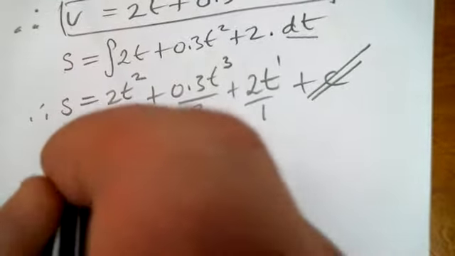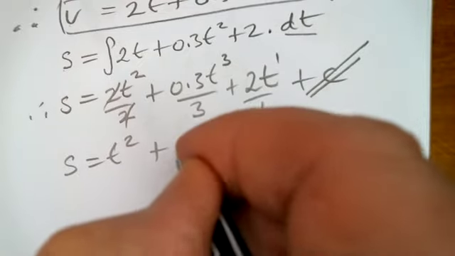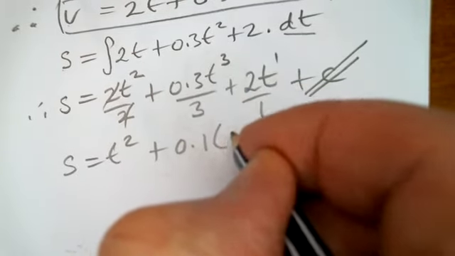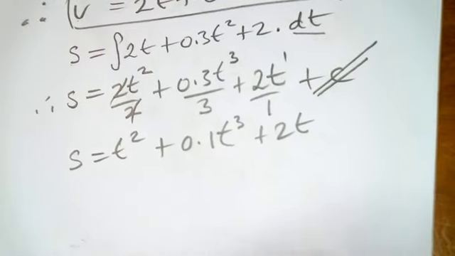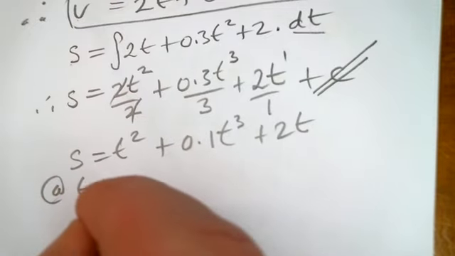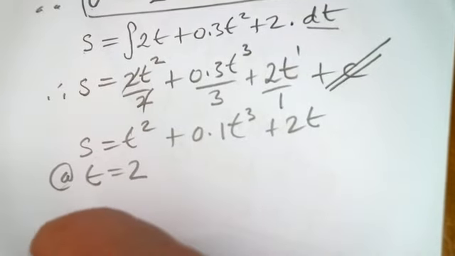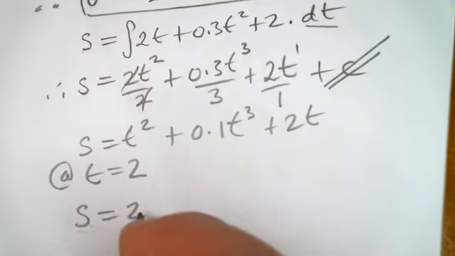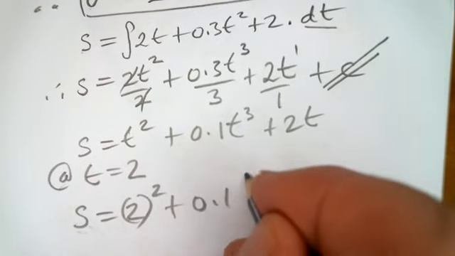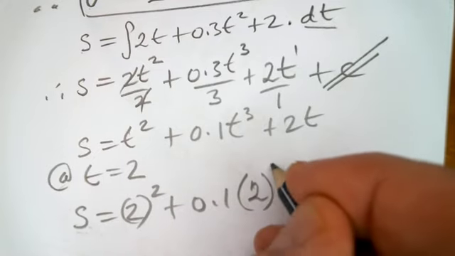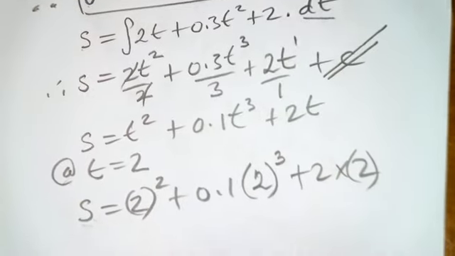In fact, I'll tidy this up first. So s is equal to 2 divided by 2, that's t squared, plus this becomes 0.1t cubed. I'll just keep them all in t, so plus 2t. And we now say at t equals 2, s is going to equal 2 squared plus 0.1 times 2 cubed plus 2 times 2. Yeah, and that's my 2 on the end there.